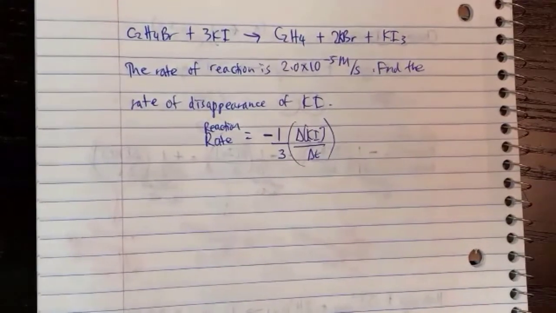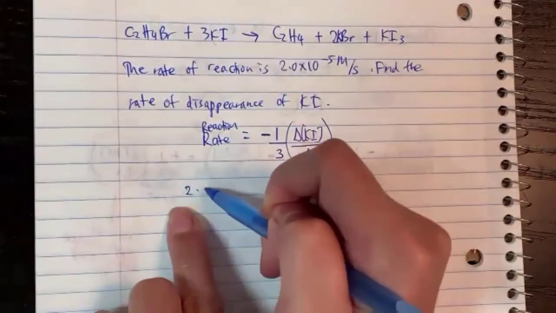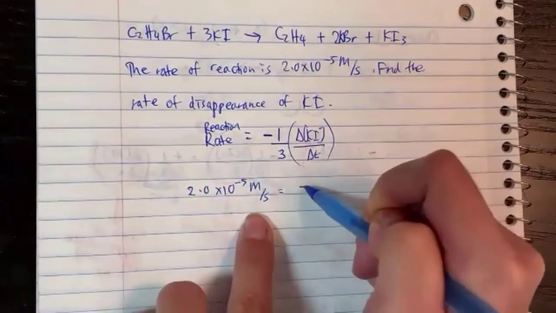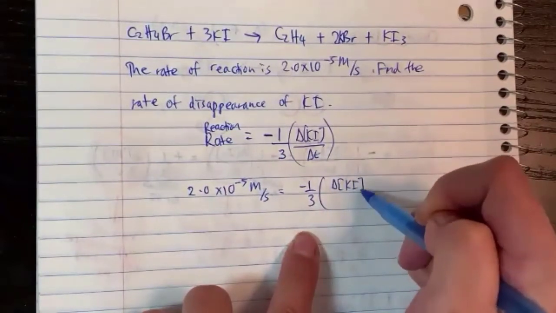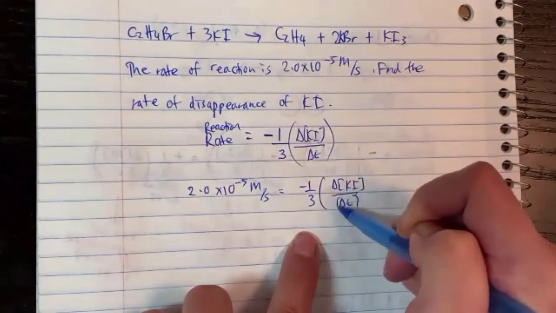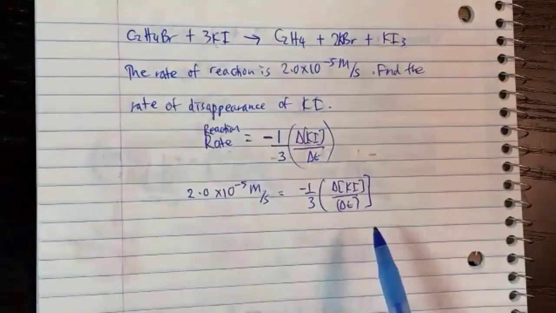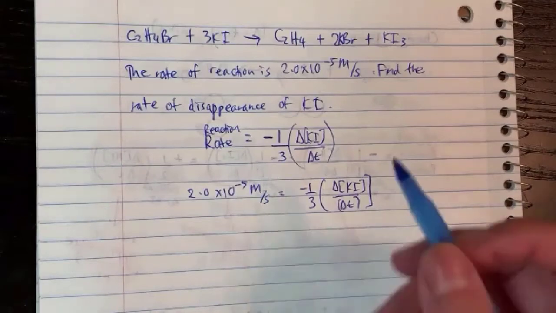And then since they already gave us a rate, that makes our life a lot easier. Let's put the rate in. 2.0 times 10 to the minus 5 molarity per second equals negative 1/3, the term I'm looking for. So this is the rate of disappearance of KI, right? Because it's a disappearance, you know your answer is going to be negative. The negative symbolizes disappearance. Appearance is a positive value.